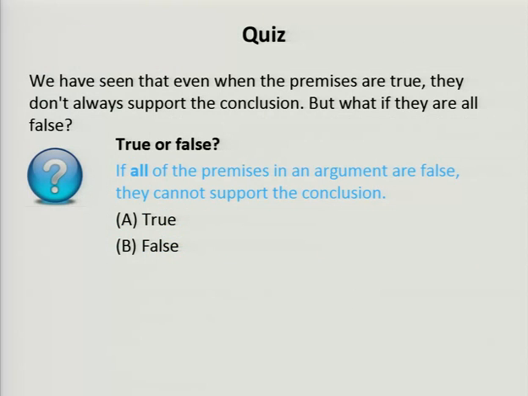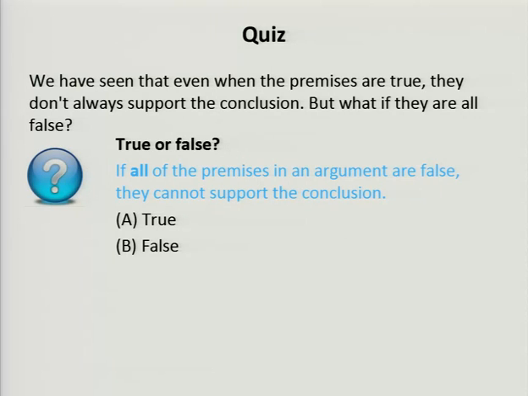So one thing we've seen, now we've had a number of examples where one of the Miss Green cases was like this, where she in fact turns out to be the murderer, for instance. We have seen that when premises are true, they don't always support the conclusion. We also had a case where one of the premises was false. But what about cases in which all of the premises are false?